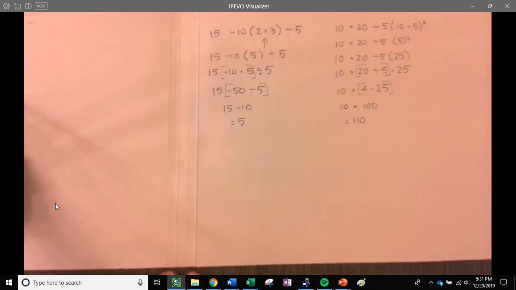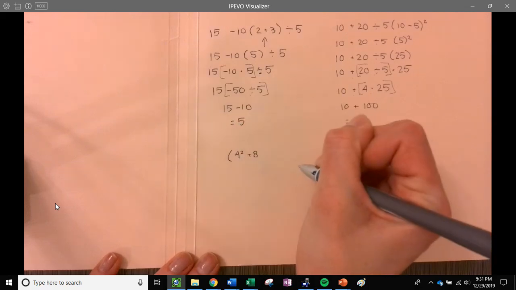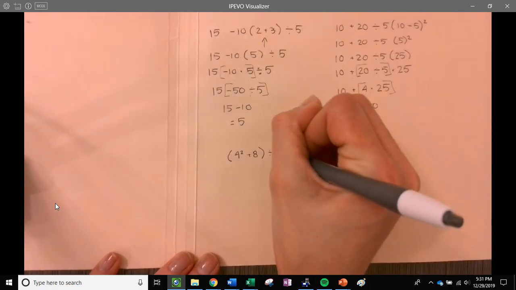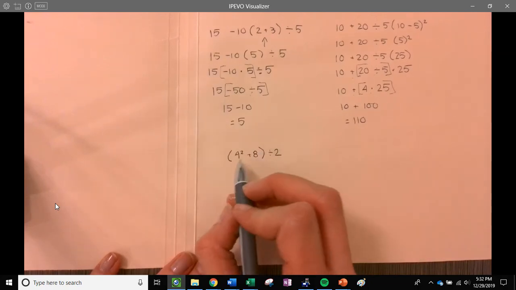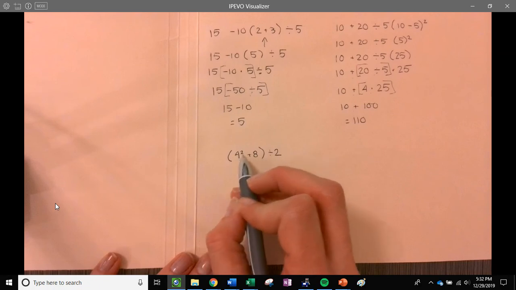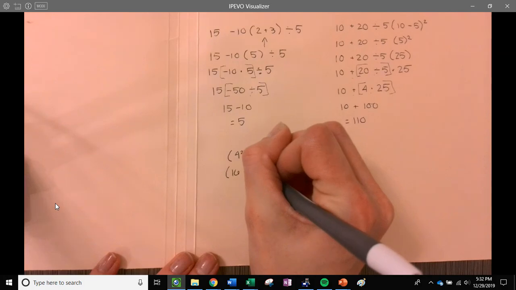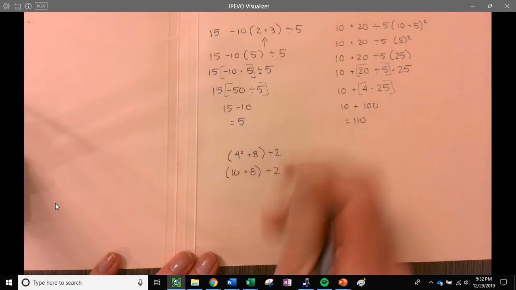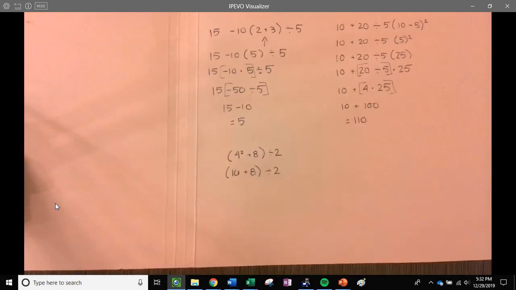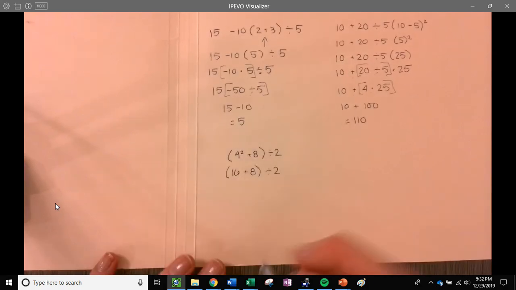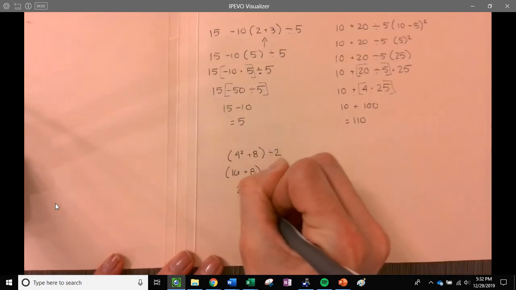What about parentheses 4 squared plus 8 divided by 2? This is pretty straightforward, right? Inside the parentheses, we've got 4 squared. 4 times 4 is 16. So inside parentheses, 16 plus 8 divided by 2. We're going to perform the operation that we are being presented with inside the parentheses first. 16 plus 8 is 24. And 24 divided by 2 is 12.